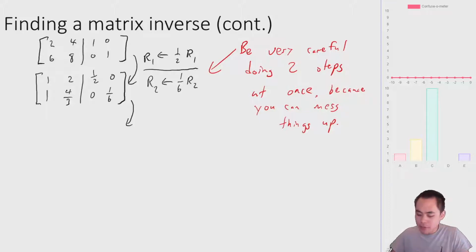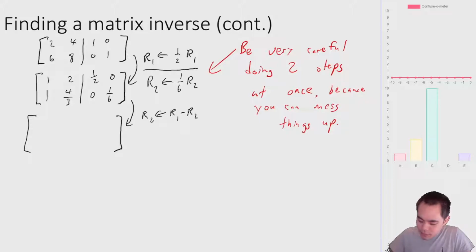I'm going to say that R2 is going to be R1 minus R2. And so R1 is not going to change, but R2 is going to change. It's going to be 0, and that's going to be 2/3. And this is going to be 1/2 and minus 1/6.